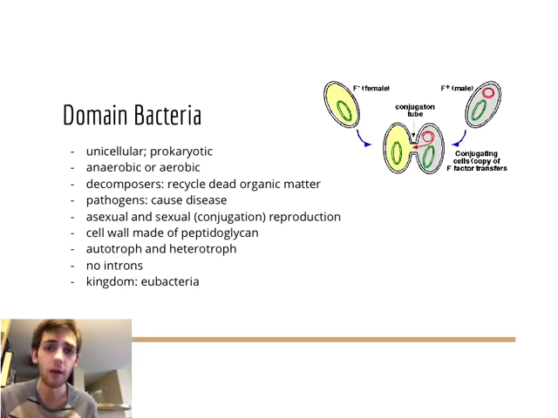Their cell wall, remember all prokaryotes have a cell wall, is made up of peptidoglycan, which is a complex carbohydrate, or very similar to a complex carbohydrate. These organisms can be autotrophic or heterotrophic. They don't have introns, which means those non-coding regions that are not transcribed, because they don't have a nucleus, but all of their DNA codes for something. And when you further break down this domain into a kingdom, it comprises the kingdom Eubacteria. We'll talk about that in the next video.